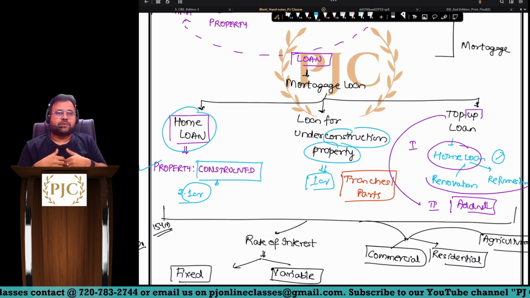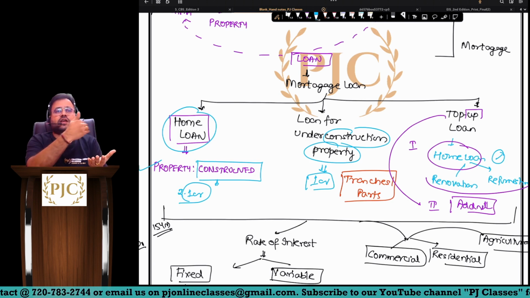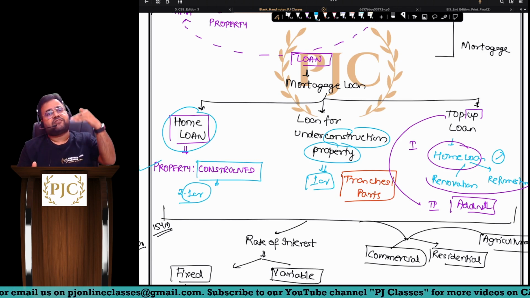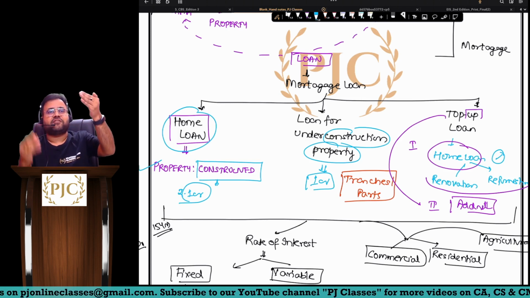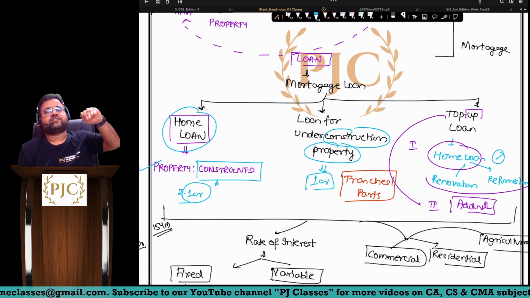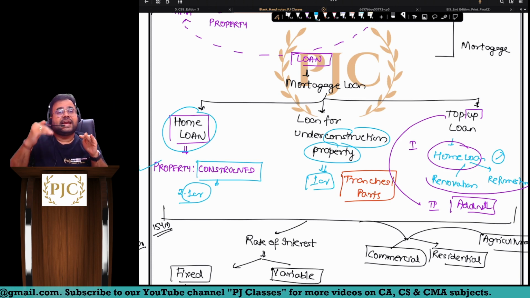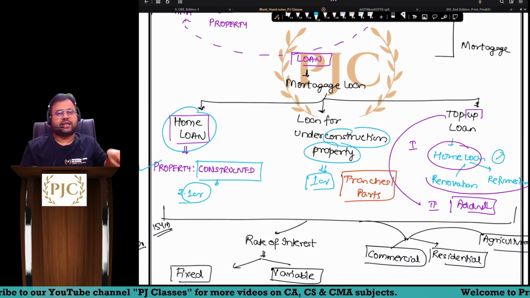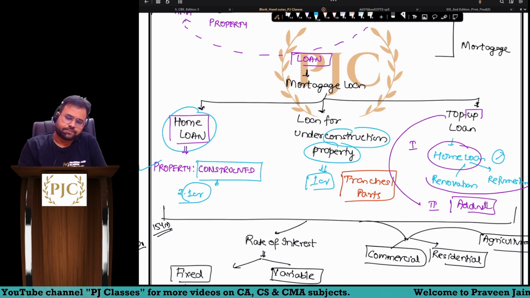So imagine I have purchased one open plot of land and I want to construct on it, sir. So obviously for the first floor they may give me some amount. After confirmation of the first floor, for the second floor they may give me some amount. After confirmation of the second floor they may give me some amount, sir. In tranches they are going to give me the loan under loan for under construction property. But here, in a home loan, the entire loan is given in a single shot, sir.